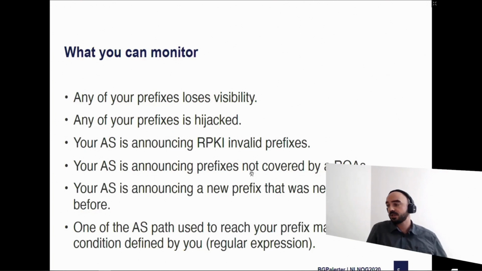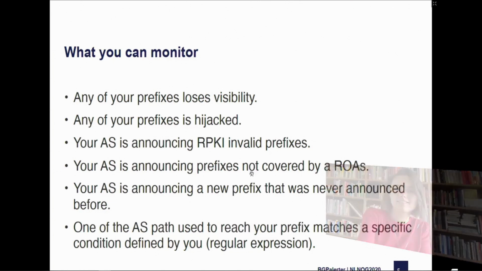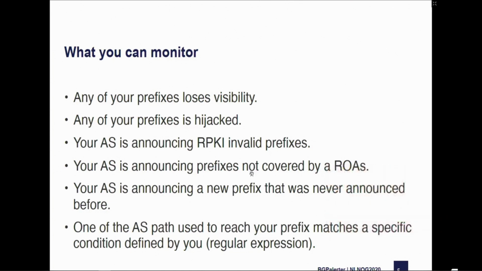So what you can monitor with BGPalerter. This is just a summary. You can get notified if your prefixes start losing visibility, if any of your prefixes is hijacked, if you start announcing RPKI invalids or prefixes that are not covered at all by ROAs. And you can also get notified if your autonomous system starts announcing something that was not visible before, like a new prefix. It can be a typo or it can be a normal thing.